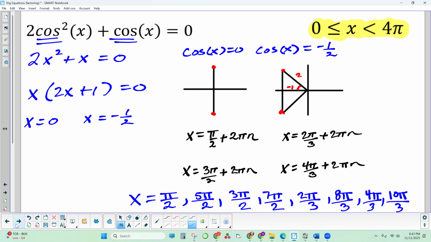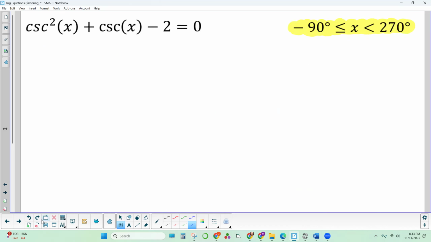All right, let's look at another example. On this one, notice if you look at the interval, we are now looking at degrees, so we want to be aware of that. Now, let's look at the equation here, and this looks like a quadratic trinomial, right? So again, this time we've got cosecant. We can just replace the cosecants with x and then factor our trinomial, okay?